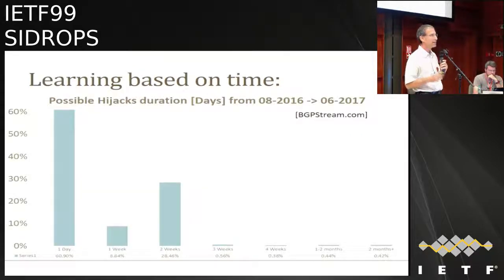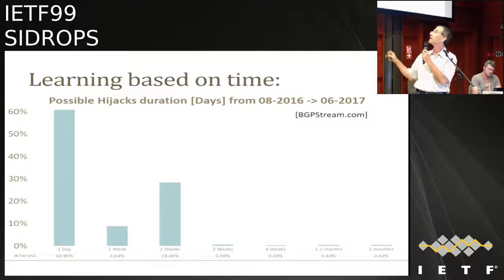So, just to explain a bit the logic of permitting BGP announcements, even if they contradict a ROA, but have been published for a few weeks and so on. If we look at the passive hijacking as reported by BGP Stream, you see that almost all of them have been within 2 weeks or less. So if you go farther than that, you only get a very small percentage of the attacks.